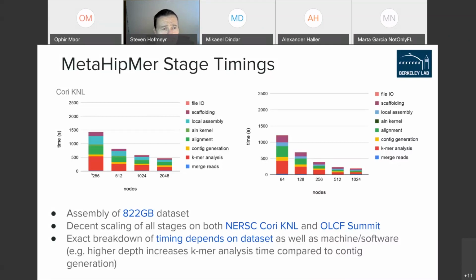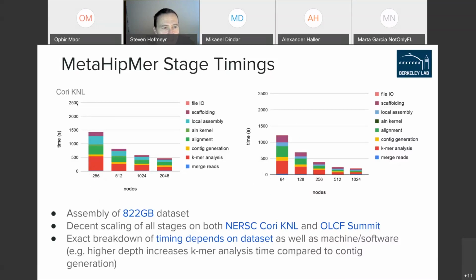And what we're showing here is, oh, I see. I'm missing some information here. This is Cori Knights Landing, and this is the Summit supercomputer at Oak Ridge National Laboratory. And the Summit supercomputer has, I think, about half a terabyte of memory per node, whereas these KNL nodes only have 96 gigs of memory per node. So you need a lot more. Here's the number of nodes on the x-axis. You need 256 nodes at least on KNL to assemble this. On Summit, you only need 64 nodes because you've got more memory per node.